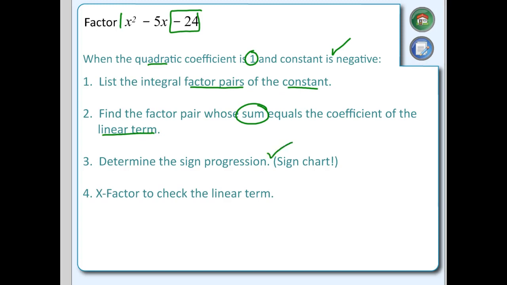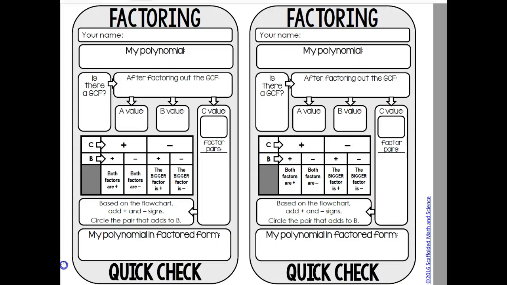We've got the same sign chart that's going to help us today. And then we always X factor to check the linear term. Again, we still have to check the middle, to see if we have chosen wisely. All right, so we're going to use our template again like we did yesterday. Let me get it up here. Let's write down the first trinomial that we're going to factor today. It's going to be x squared minus 5x minus 24.